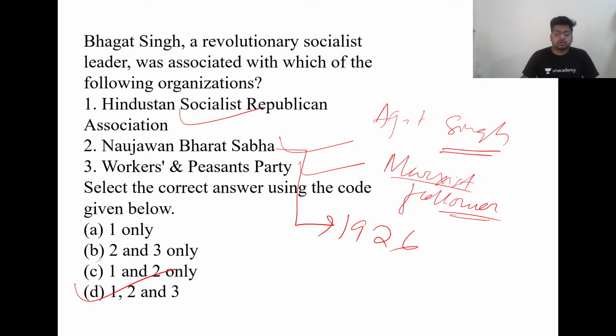So he was associated with all three, the three parties. Workers and Peasant Party. This was a party within Congress, the Indian National Congress. It was between 1925 and 1929. Right. Workers and Peasant Party. Hindustan Socialist Republican Association, HSRA, was founded by Chandrasekhar Azad. Right. The leader was Chandrasekhar Azad.